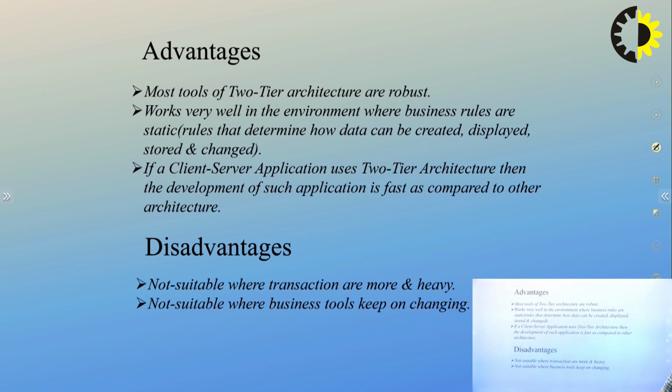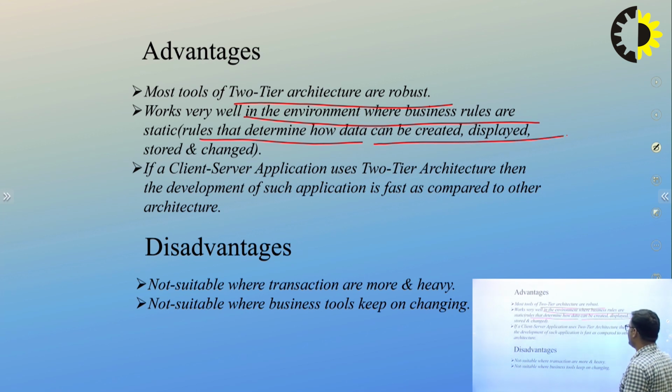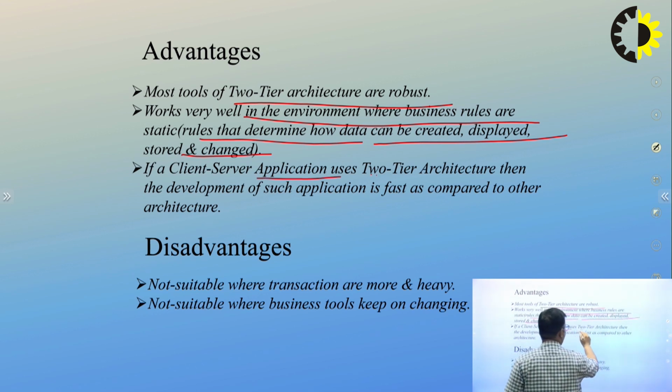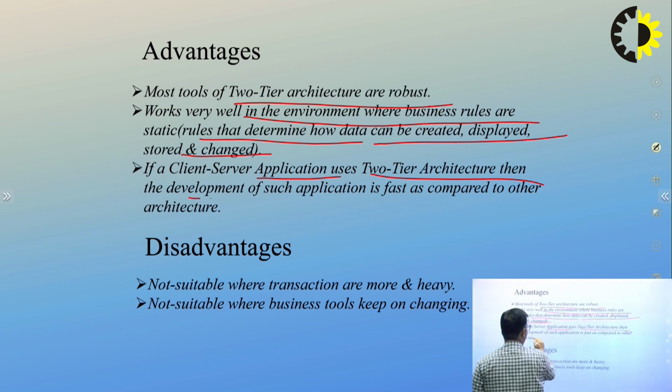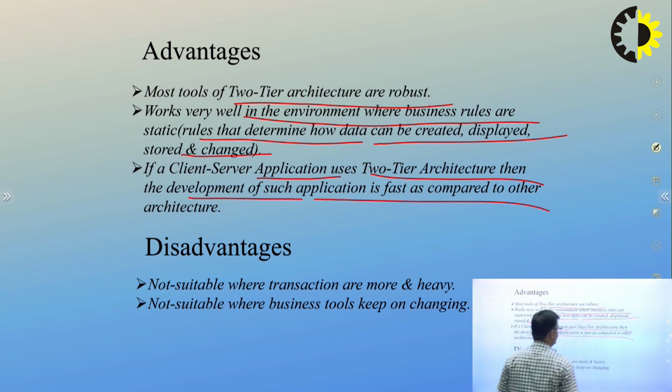Advantages: most tools of two-tier architecture are robust, and work very well in environments where the business rules are static, which determine how data can be created, displayed, stored and changed. Next, if a client server application uses two-tier architecture, then the development of such an application is fast as compared to other architectures.